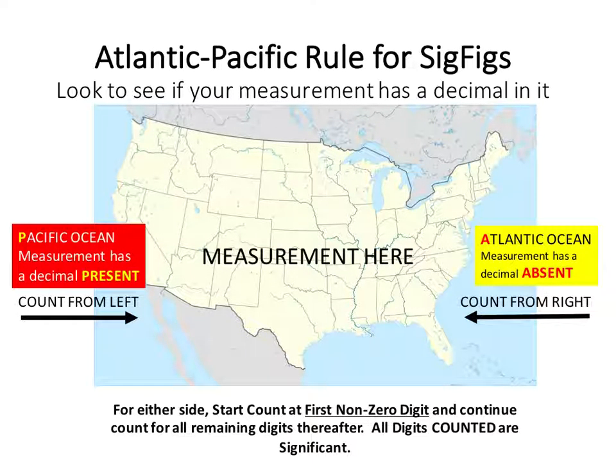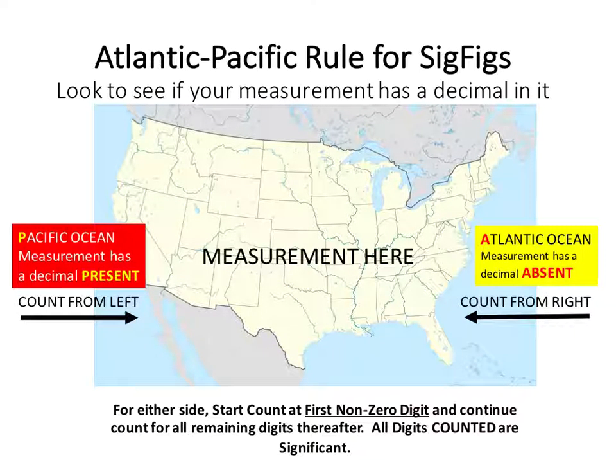The question that's asked is, does your measurement have a decimal present, or does your measurement have a decimal that is absent? If the decimal is absent, absent starts with A and so does the Atlantic Ocean, we're going to do our significant figure count from this side, from the right to the left. If the decimal is present, present starts with a P, so we're going to count from the Pacific Ocean side, so we're going to go from right to left into this way.